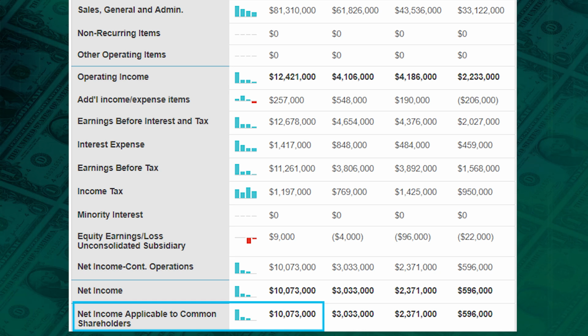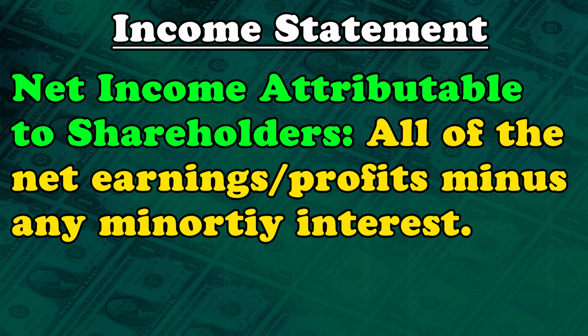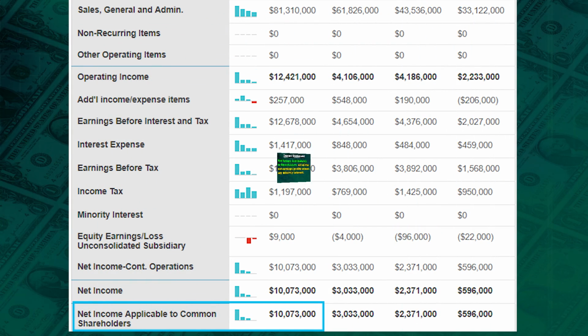Okay, now you can see here that there is still one more category left, and that is net income attributable to shareholders. And that would just take into account any minority interest, because in the example that I gave you before, if Amazon owns 90% of Tesla, then Amazon's shareholders wouldn't be entitled to that last 10% of Tesla. But in this case, there is no minority interest, so it's just the same as the net income.